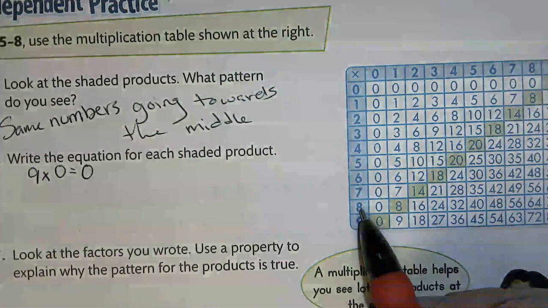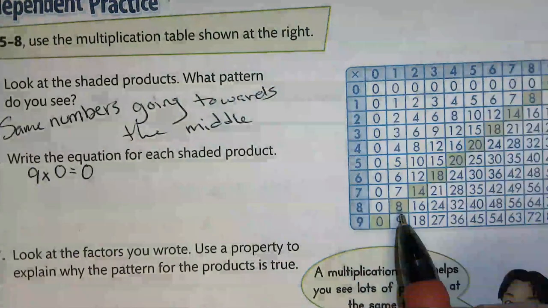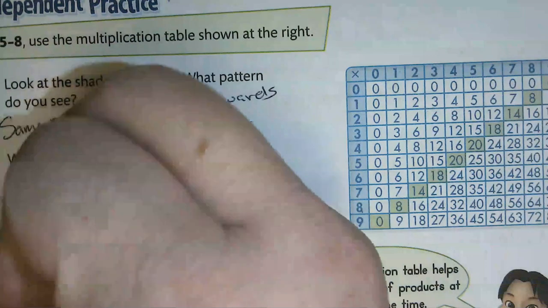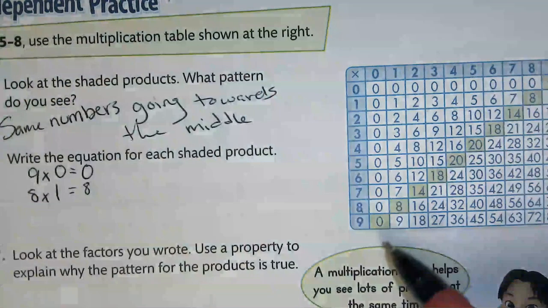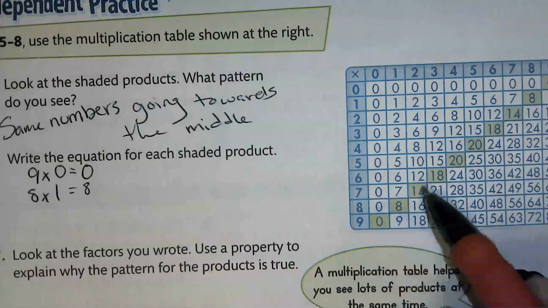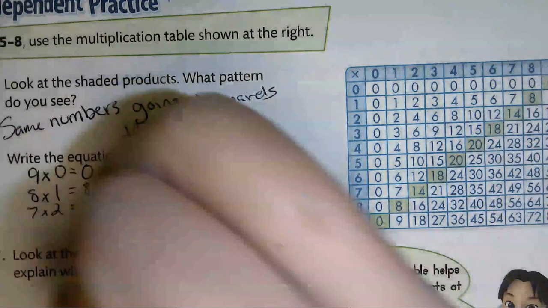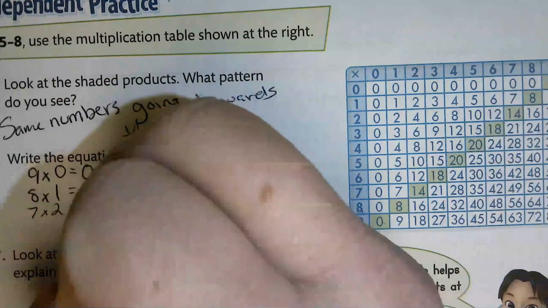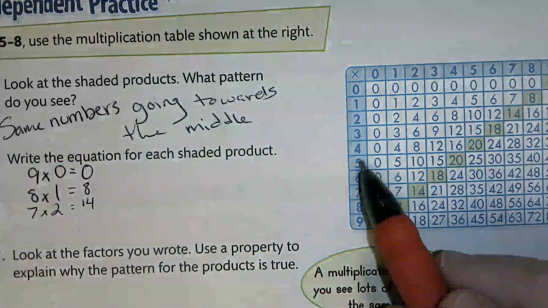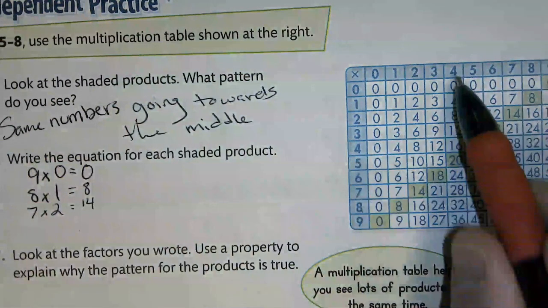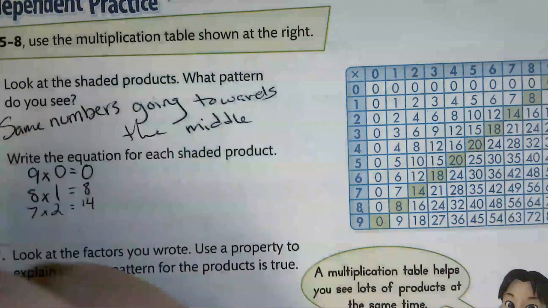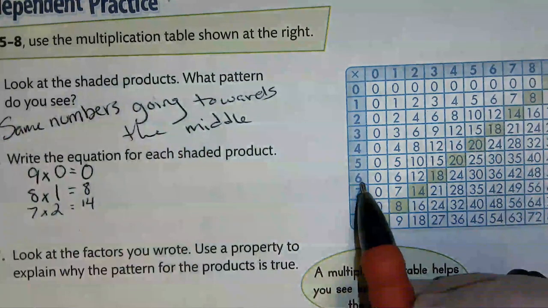And then next I've got 8 times 1. 8 times 1 equals 8. All right. Then I've got 7 times 2. 7 times 2 equals 14. After that, I've got 5 times 4 is 20. Oops, I'm sorry. I skipped 6 there.